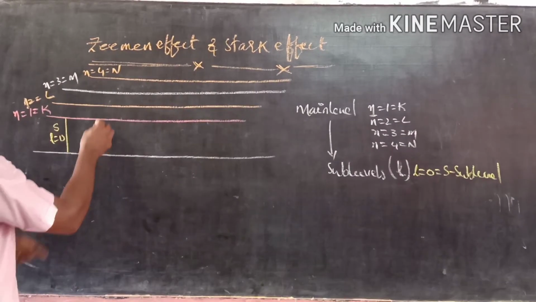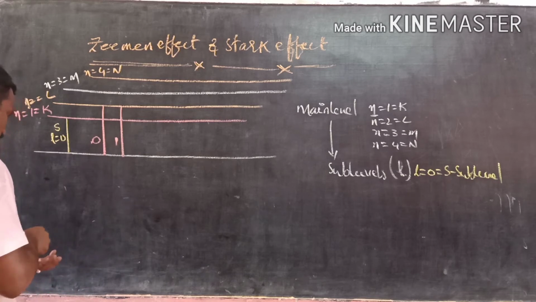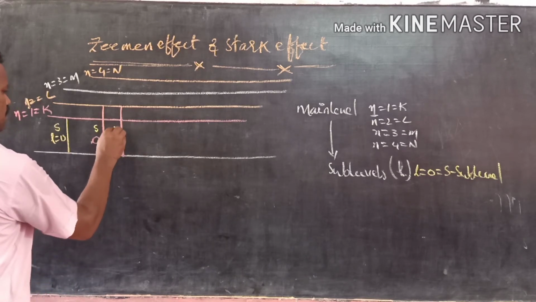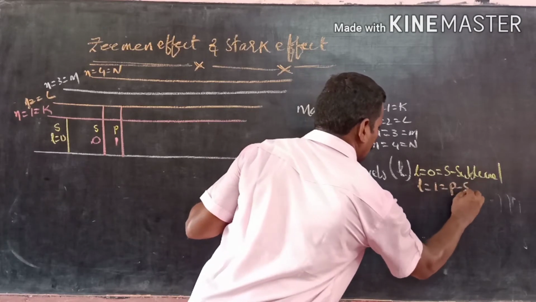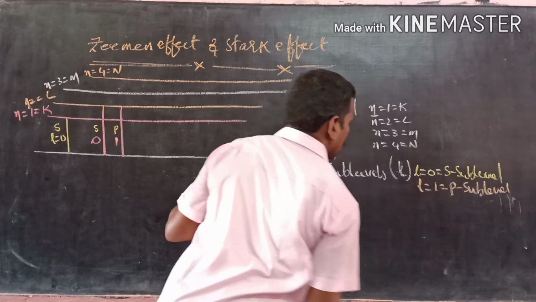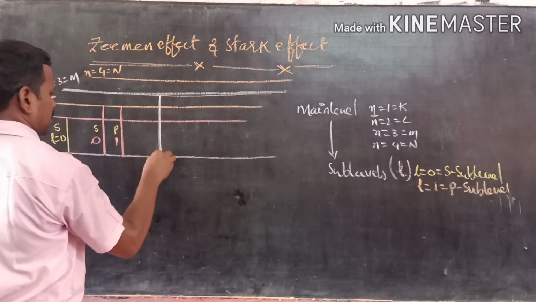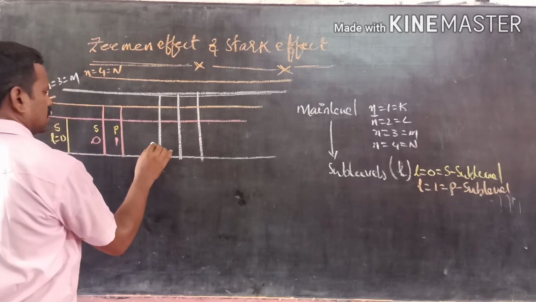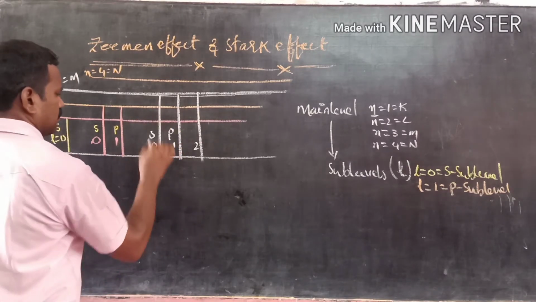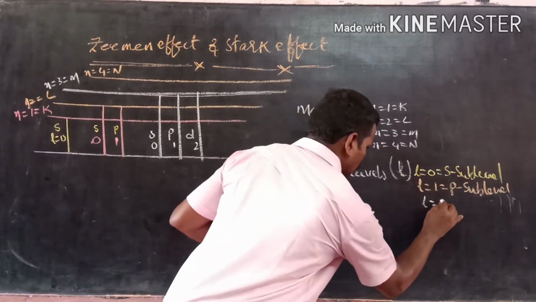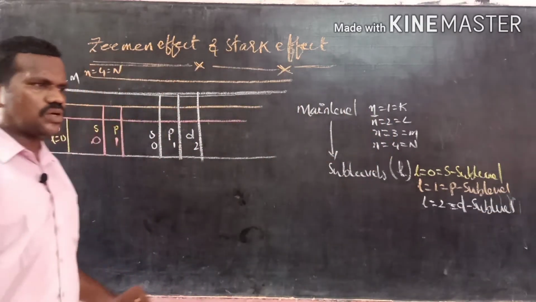Now come to main level 2. This main level 2 is divided into two sublevels whose l values are 0 and 1. 0 is represented by s, and 1 is represented by p. l is equal to 1 is called the p sublevel. And n is equal to 3, main level 3, is divided into 3 sublevels. Their numerical values are 0, 1, 2. They are called the s sublevel, p sublevel, and d sublevel. That implies l is equal to 2 is called the d sublevel.